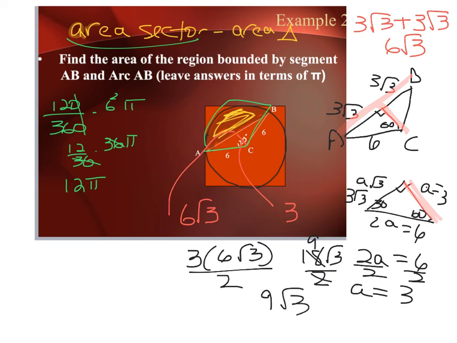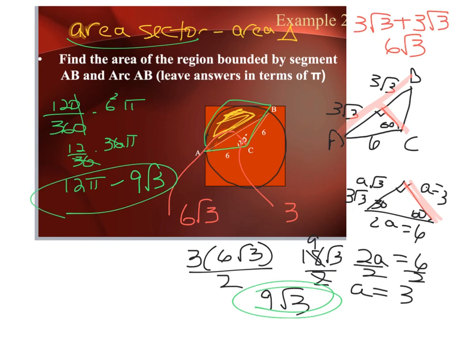So now in terms of pi, I take this answer and subtract it. And there's my area of the shaded region. So 12 pi minus 9 root 3.